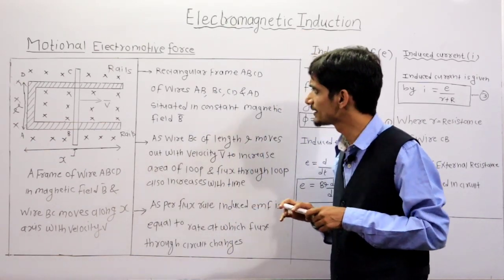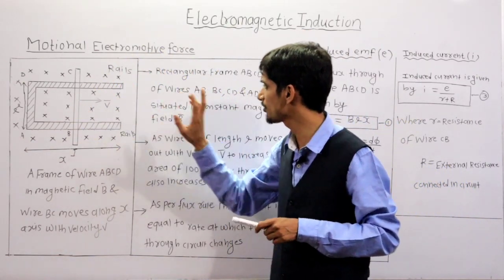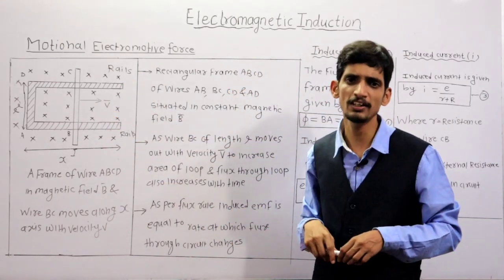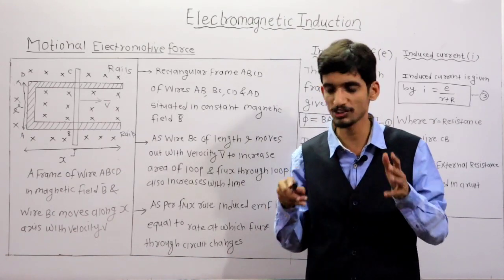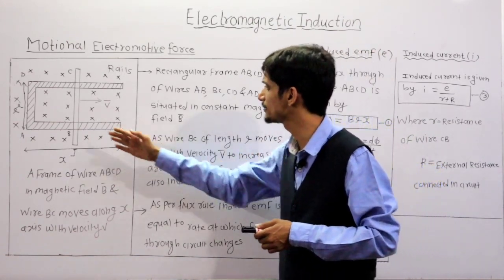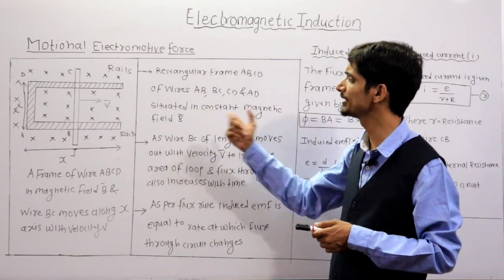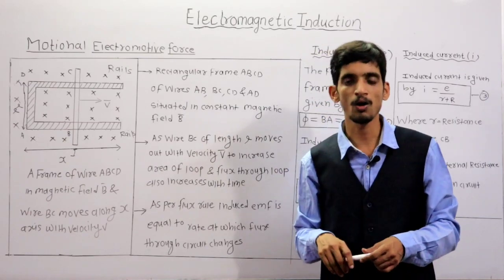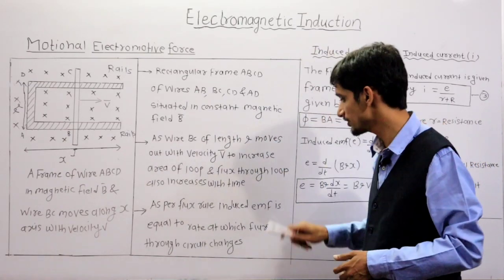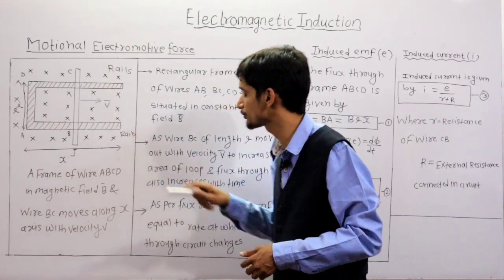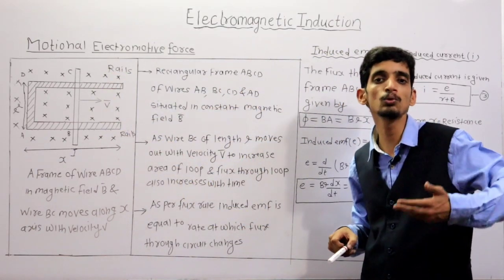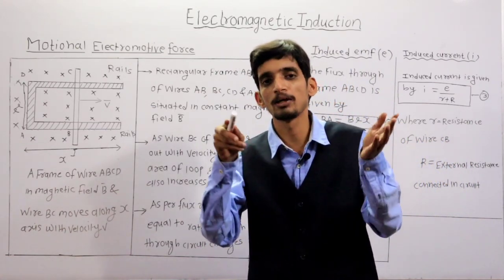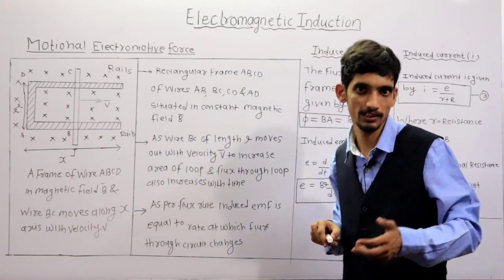Now theoretically it consists of a rectangular frame ABCD of wires AB, BC, CD and AD. These are situated in a constant magnetic field, definitely a uniform magnetic field, and as the wire BC moves towards the right, the area of the loop increases, so flux increases, and as per the flux rule or Faraday's law, there is an induced EMF across the terminals of the rod, which is equal to the time rate of change of magnetic flux associated with that rod or circuit.